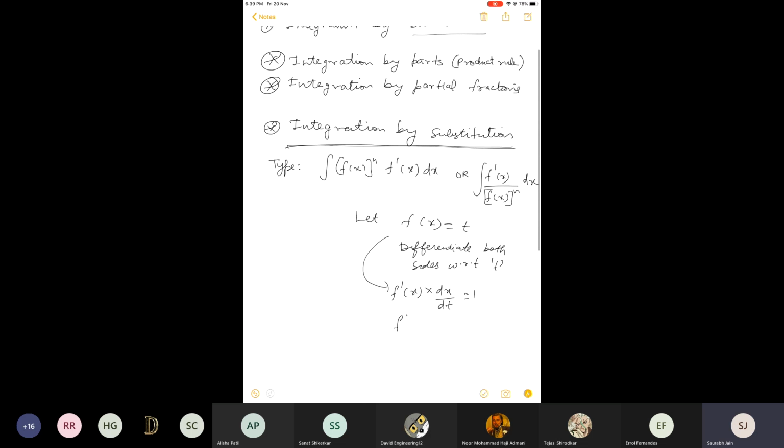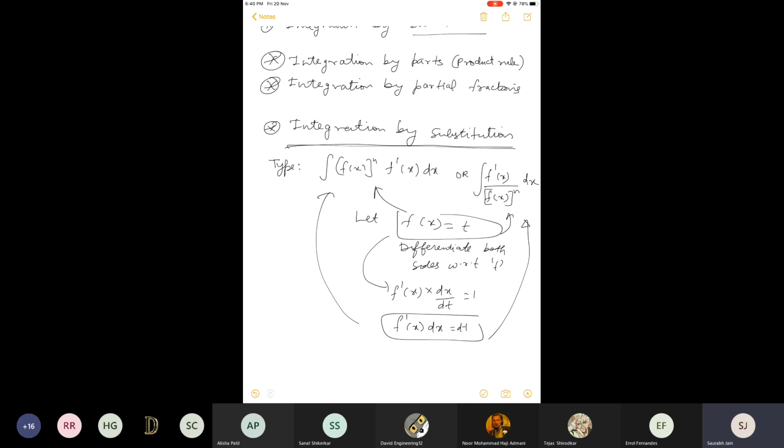And now f'(x) dx is dt. Based on these two, you can put these values here as well as here, and you will see that the question will change into a form which is integrable by some standard formula. You have to observe that a function and its derivative are present in the same question. Such types of questions will be solved by substitution.